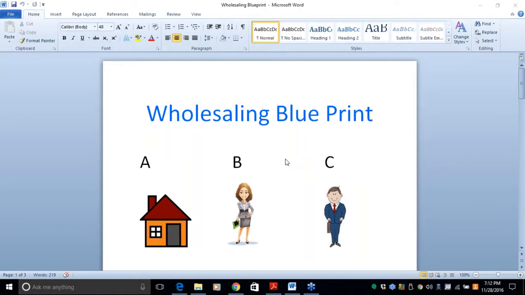So, in any case, the third thing is actually selling the contract. Once you get a property under contract, how do you actually sell the contract? What are the things you need to know about and think about when you go about doing that? Okay, so let's go ahead and jump into it.